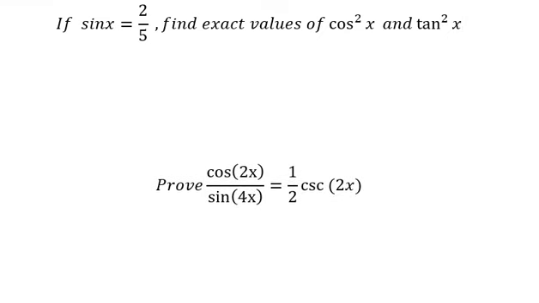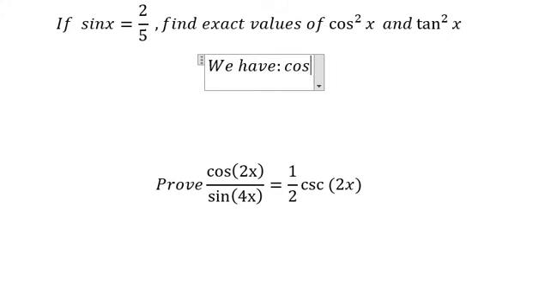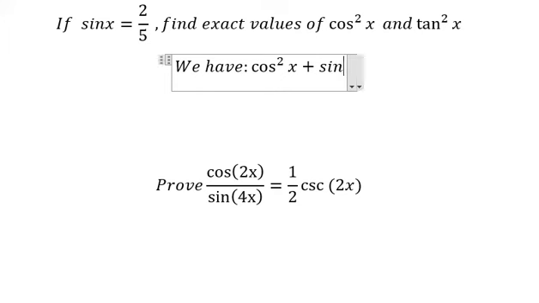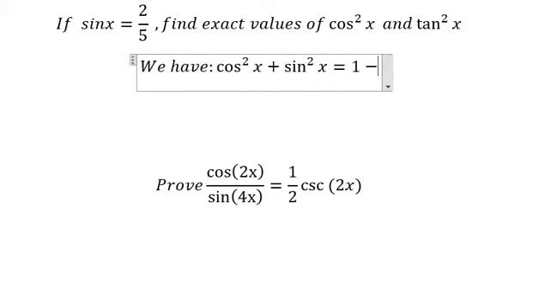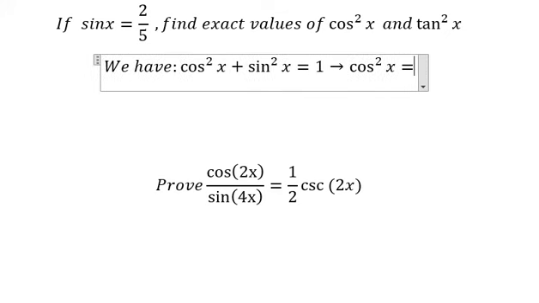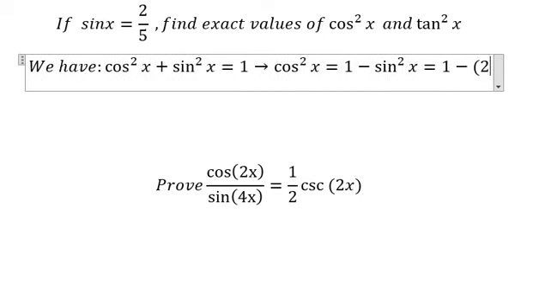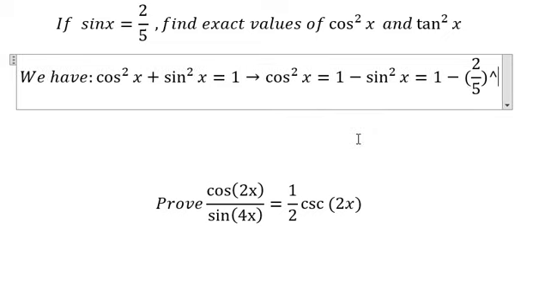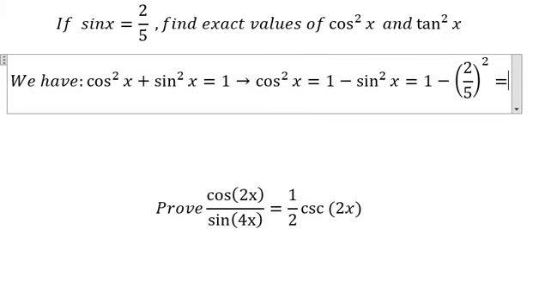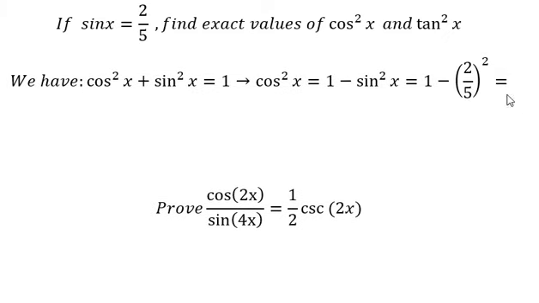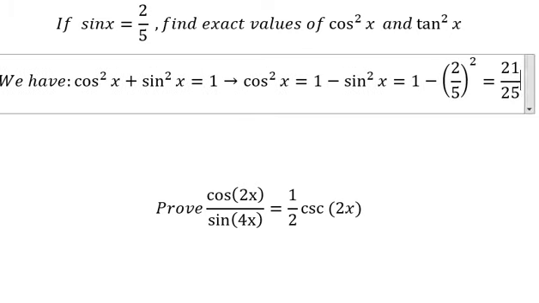We have the formula in here. Cosine squared s plus sine squared s equals 1. We want to find cosine squared s, so I will move this one to the right, and we have 1 minus sine squared s. And we have 1 minus (2 over 5) to the power of 2. So this one we have 21 over 25.